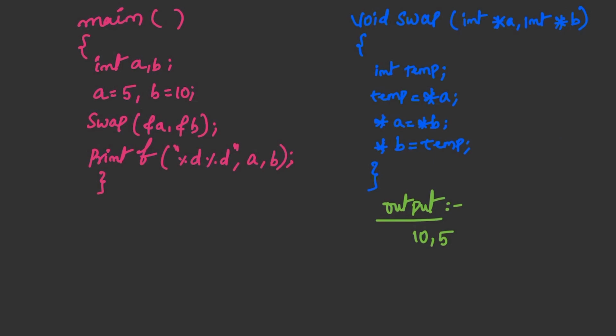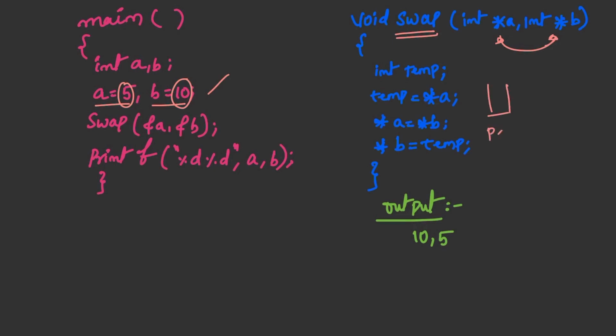Here we have two variables A and B, and the values are 5 and 10 respectively. We have defined a function swap so that the values of A and B are interchanged. If you don't understand the swap program, let me just give you a brief overview.